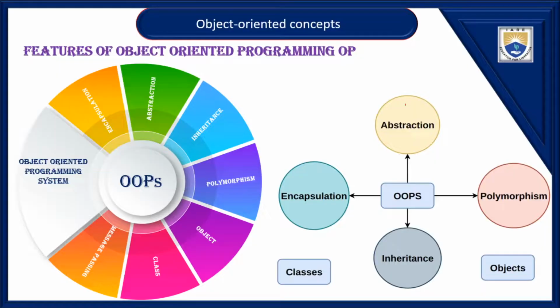First one is abstraction. Second one is encapsulation. Third one is inheritance. Fourth one is polymorphism. Fifth one is classes. Sixth one is object. So if you want to know about OOPS concepts, then you should know these 6 points. Then we will discuss them one by one.